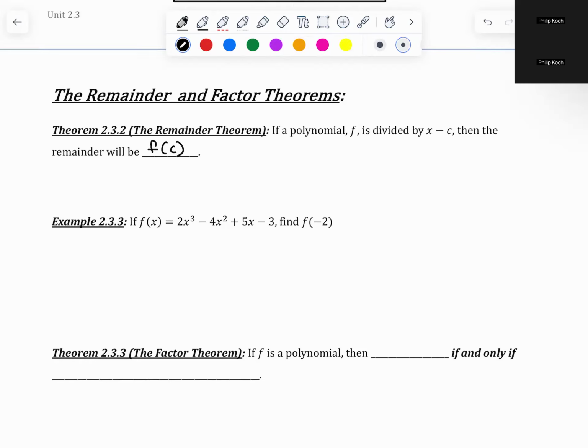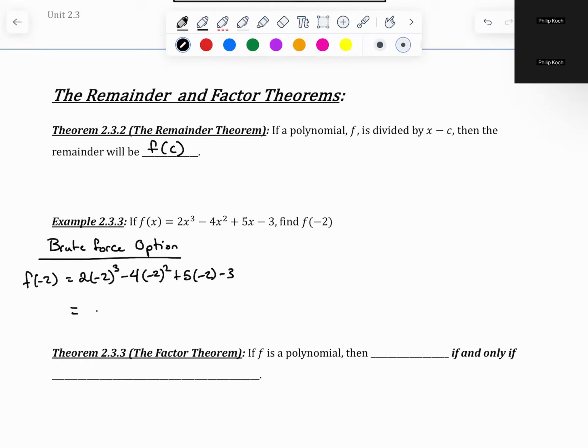So it's saying if f of x is equal to 2x cubed minus 4x squared plus 5x minus 3, find f of negative 2. Now, we could do it the old-fashioned way, brute force. f of negative 2 would be equal to 2 times negative 2 cubed minus 4 times negative 2 squared plus 5 times negative 2 minus 3. And that would end up being negative 45.